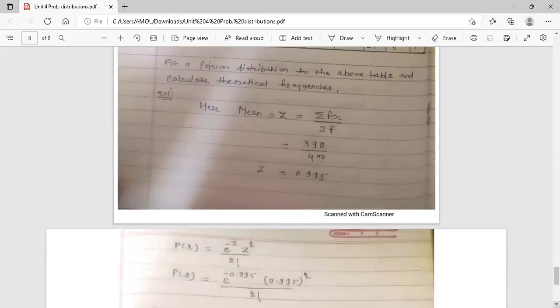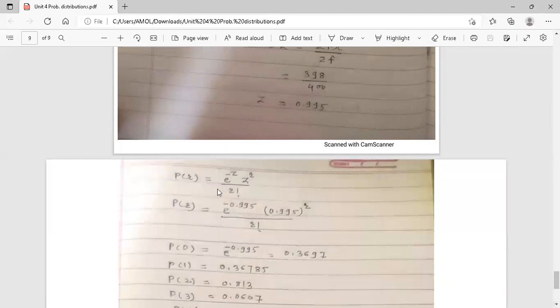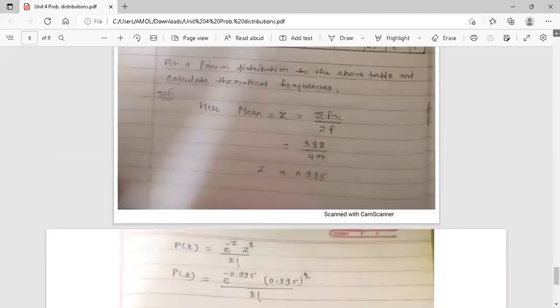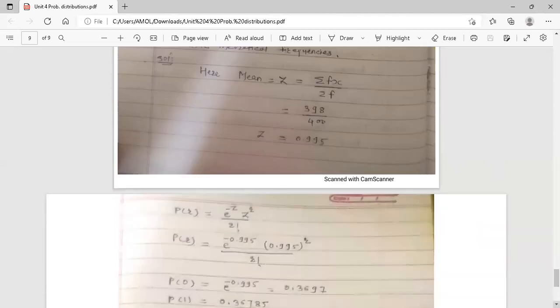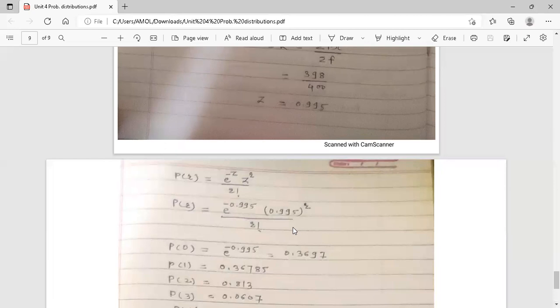Now we have to fit the Poisson distribution. The formula is P of r is equal to e raised to minus z into z raised to r upon r factorial. The value of z is fixed, it is 0.995, so put z is equal to 0.995 everywhere. Now we want to find the Poisson probability for every value of x, x is equal to 0, 1, 2, 3, 4, 5. So put r is equal to 0, 1, 2, 3, 4, 5, and you find the probabilities at every value of x. This is the P of r formula after putting the value of z.